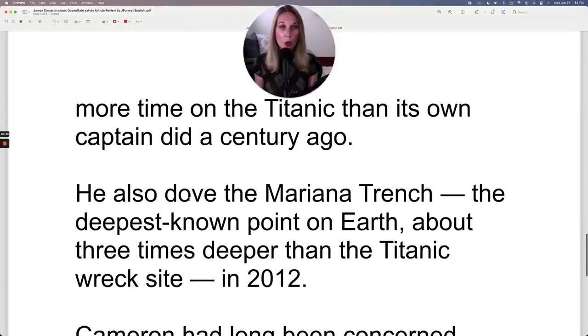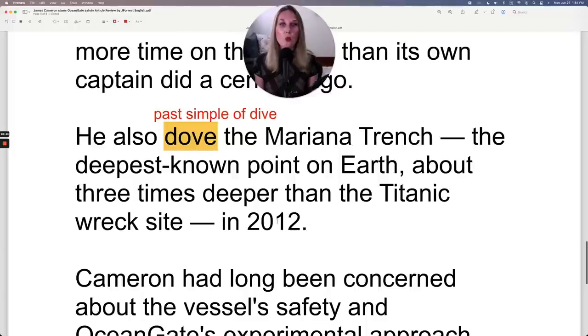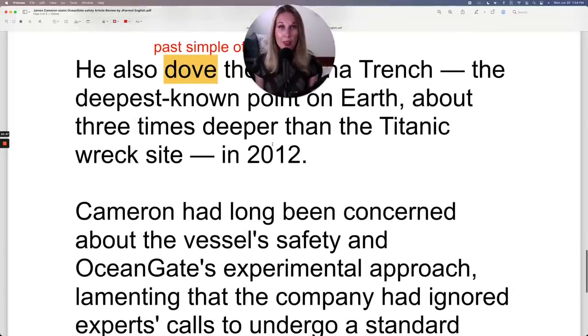He also dove. Dove is the past simple of the verb dive. Past simple of dive, an irregular verb. He also dove the Mariana Trench, the deepest known point on Earth, about three times deeper than the Titanic wreck site in 2012. Wow, that sounds quite impressive.